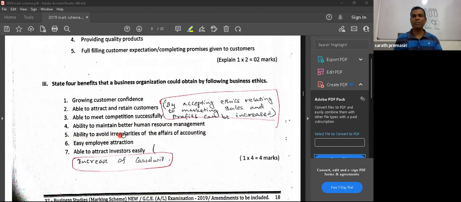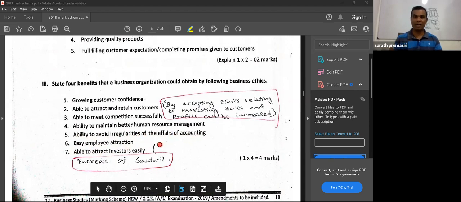Ability to avoid irregularities, abnormalities of the affairs of accounting. Financial frauds may be minimized. Financial confidence over the business activities. Ability to avoid irregularities of the affairs of accounting. Easy employee attraction. Easy to attract new employees.